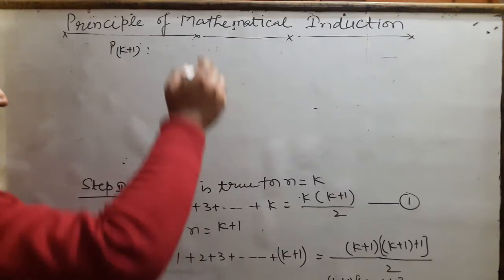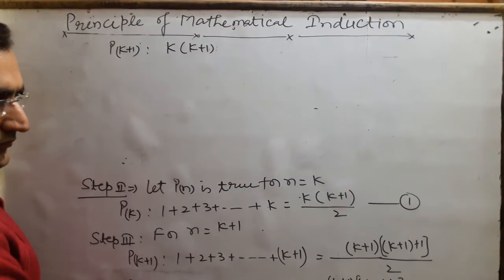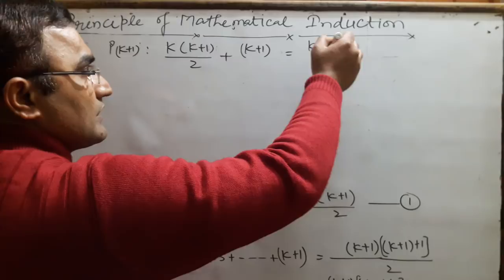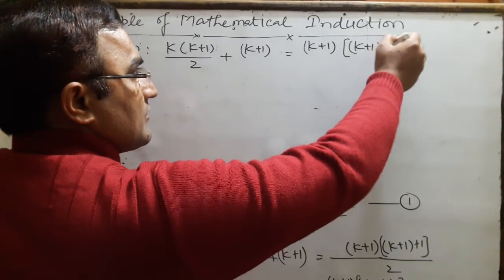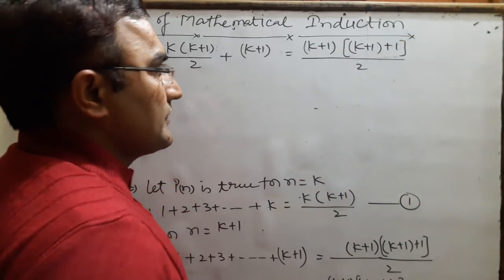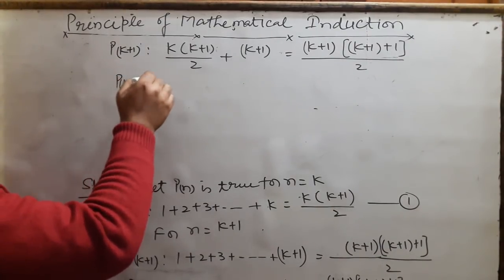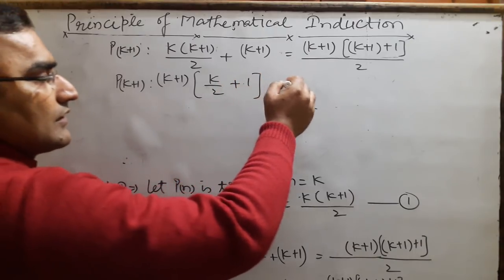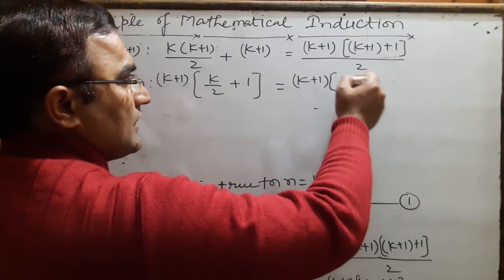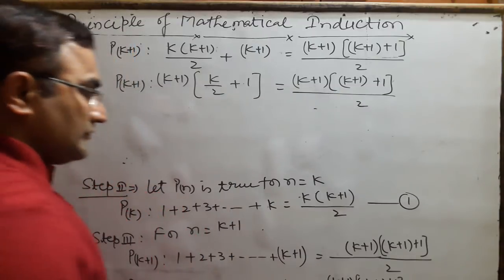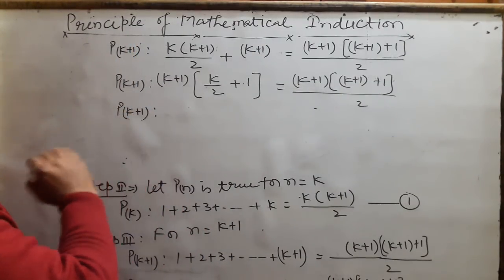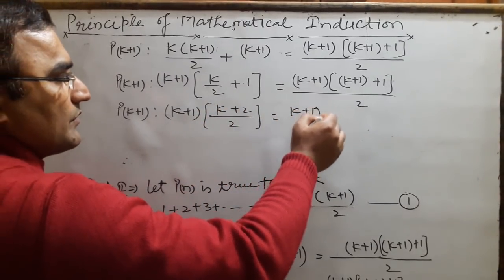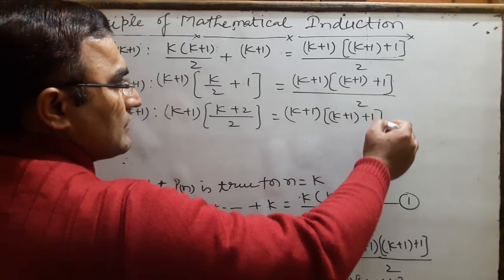Now substitute in Pk plus 1, such that the value of this part is k into k plus 1 upon 2 plus k plus 1, is equal to k plus 1 in the second bracket, k plus 1 plus 1 upon 2. Right? Here in Pk plus 1, taking common k plus 1, k by 2 plus 1 is equal to k plus 1 into k plus 1 plus 1 upon 2. Pk plus 1 such that k plus 1, taking LCM 2, then k plus 2, is equal to k plus 1 into k plus 1 plus 1 upon 2.